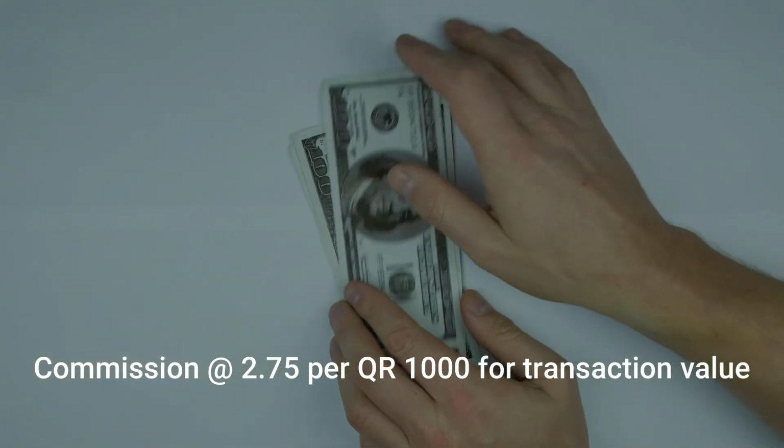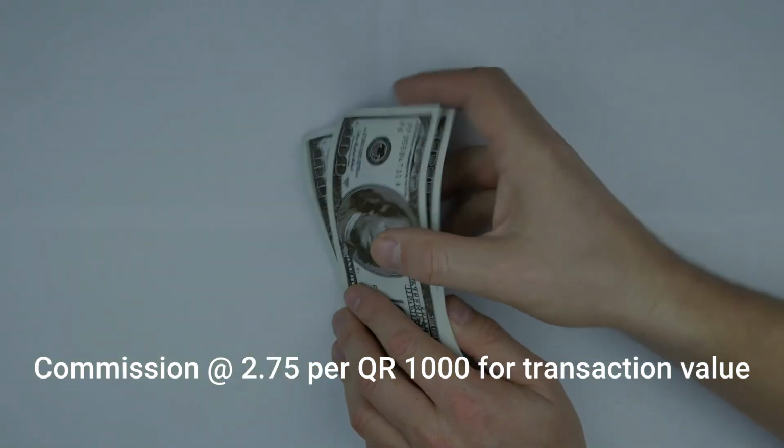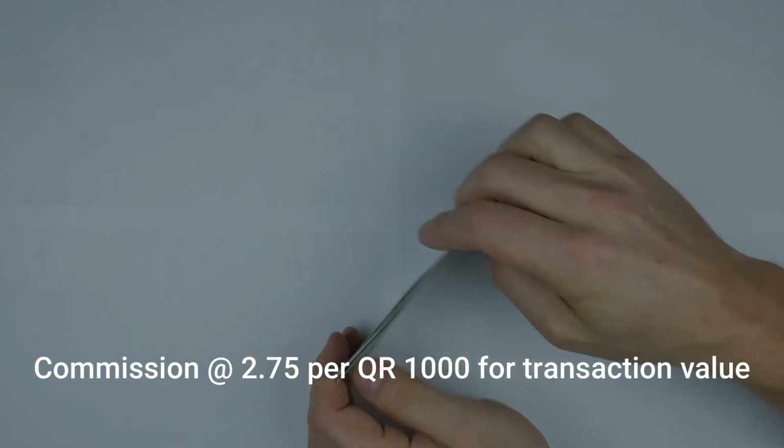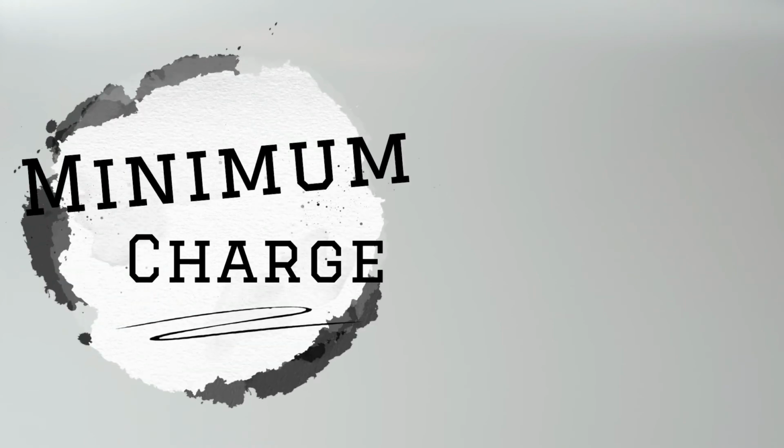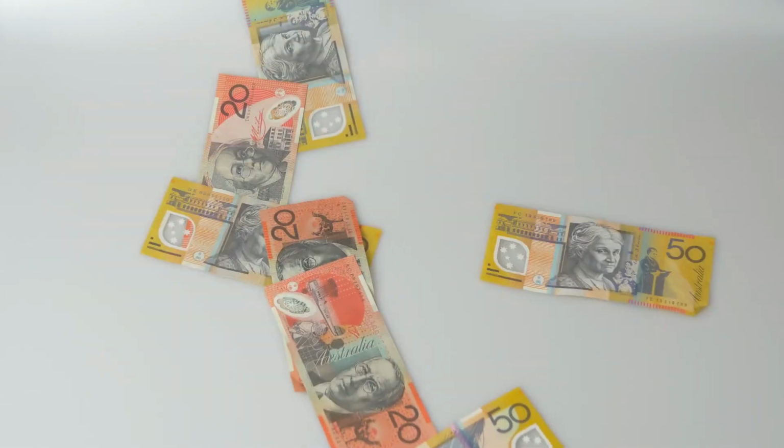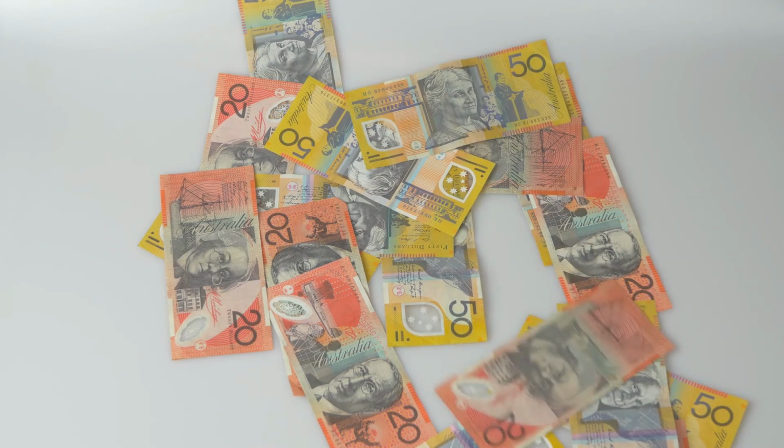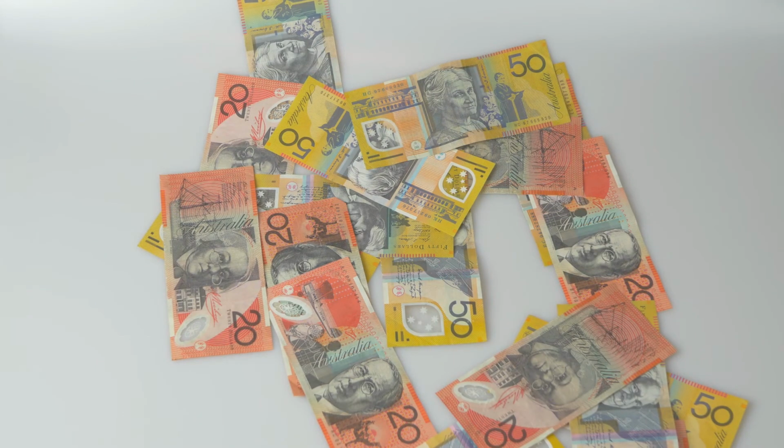This means that for every transaction of 1000 riyals, whether it's buying or selling, your brokerage firm will charge 2.75 riyals. But this commission fee is subject to a minimum charge of 30 Qatari riyals for each of the buying and selling transactions, and this commission will be charged from both parties.